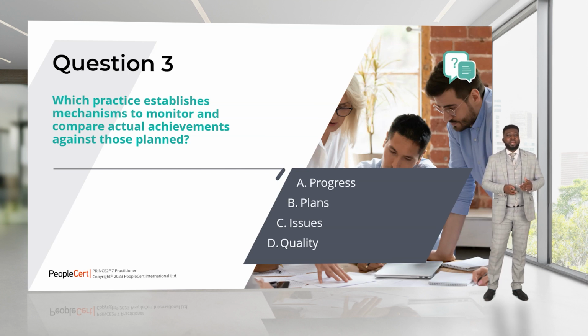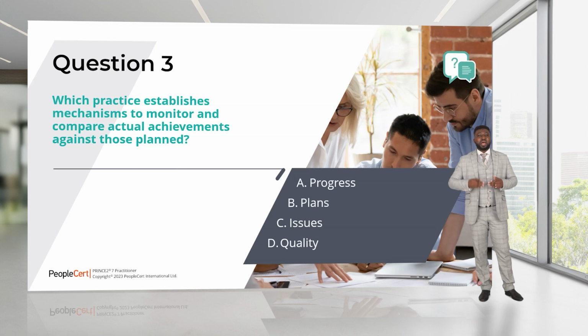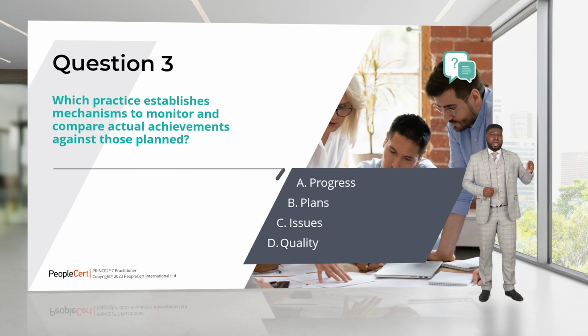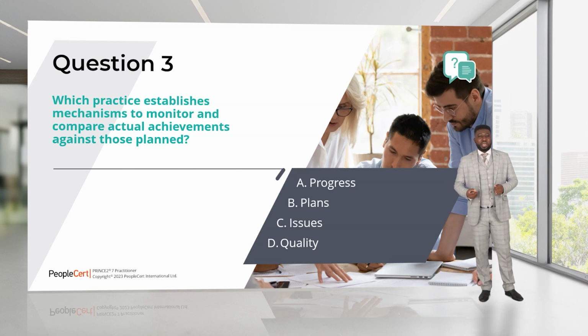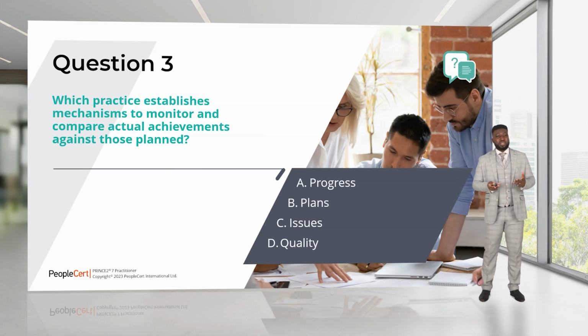So in our plan, as we progress, we're going to start looking at how much is it supposed to cost me to get here? How much have I actually spent? How long is it supposed to take me to get here? How long have I actually taken? And we're going to use that to forecast whether or not we're likely to meet our target. So the correct answer is progress. Progress establishes mechanism to monitor and compare actual achievement against those planned.